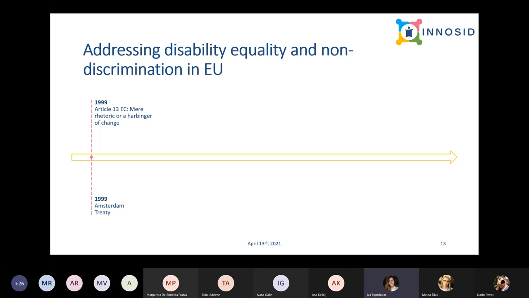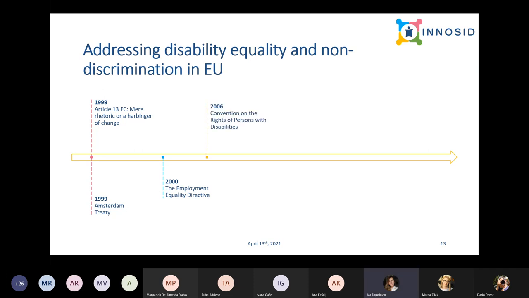It also provided legal basis for the Racial Equality Directive, and the Racial Equality Directive is related to the Employment Equality Directive, which was brought into action in 2000.